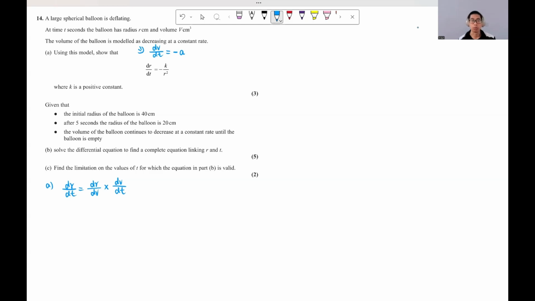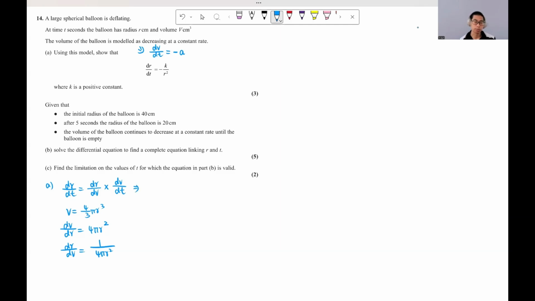So it's a spherical balloon, which means the volume of a sphere is V equals 4/3 pi r cubed. Then dV/dr is equal to, bring down the power, 3 times 4/3 is just 4, and then minus 1 from the power, so that would be 4 pi r squared. So that means dr/dV is just the reciprocal of that, 1 over 4 pi r squared.